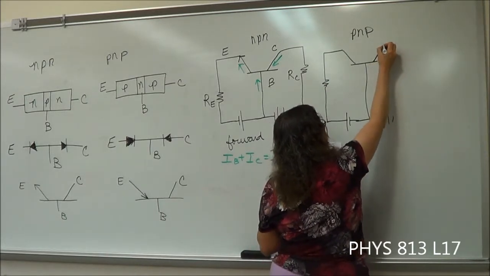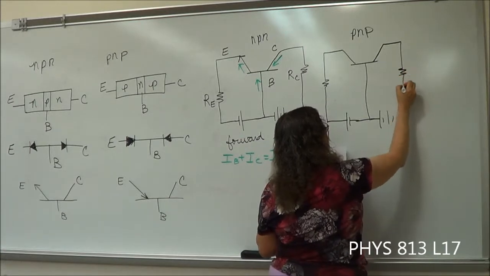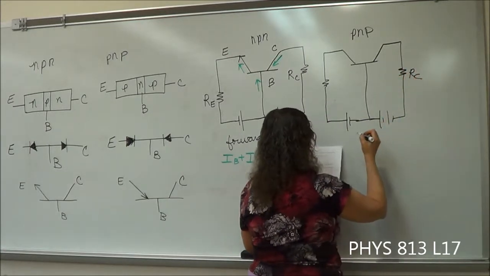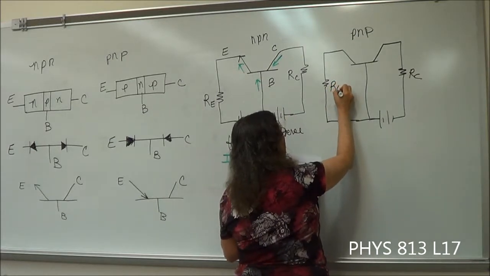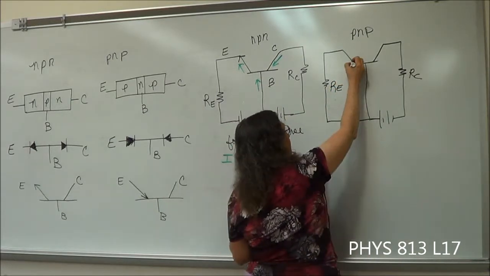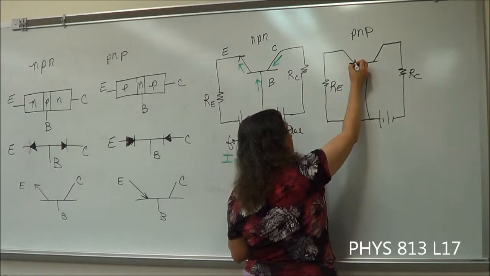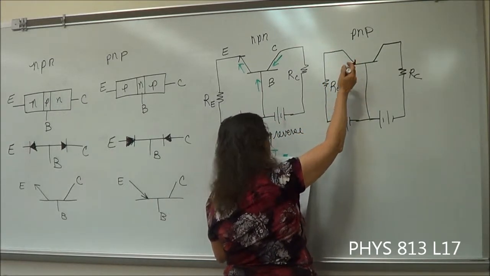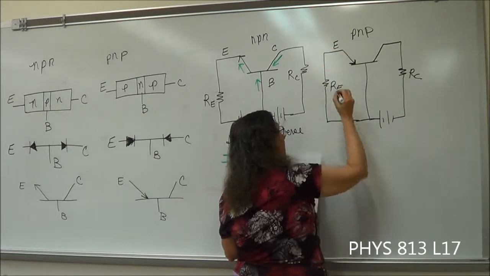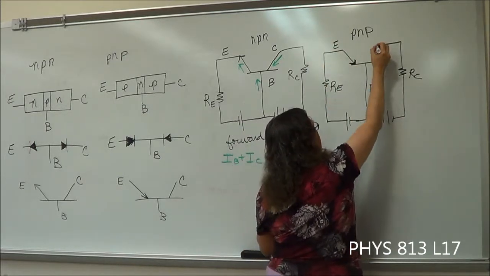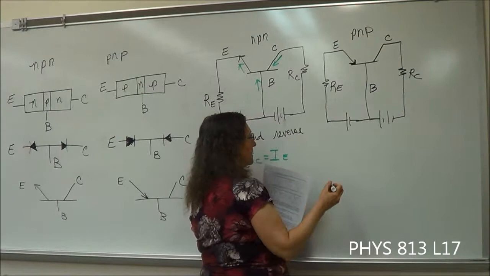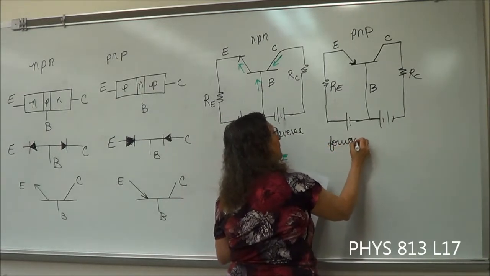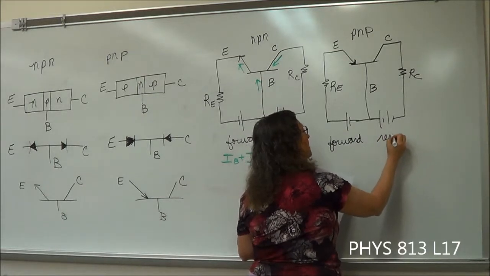So this comes up, over, and we have a resistor RC, and this is RE, and we have the emitter here, but for the PNP, the emitter side, the current comes in, although it's still called emitter. The middle one is the base, and the one over here on the right is the collector. This is still forward, and this one is reverse.